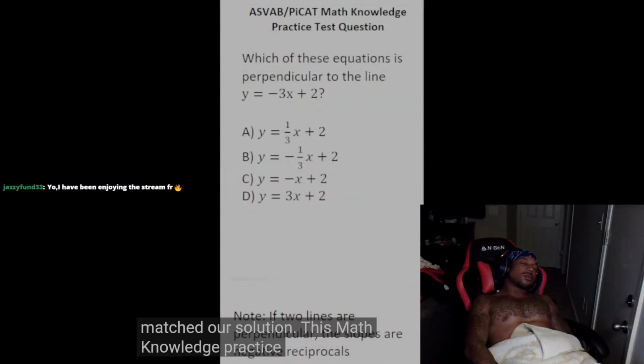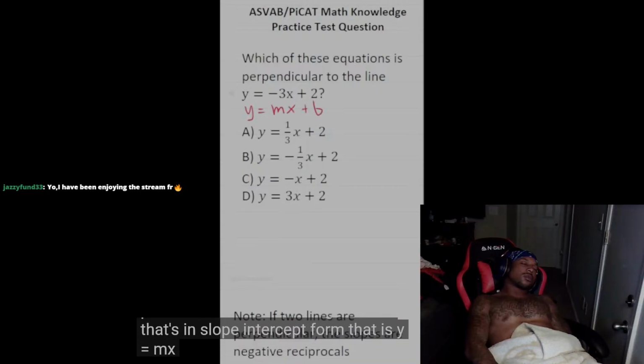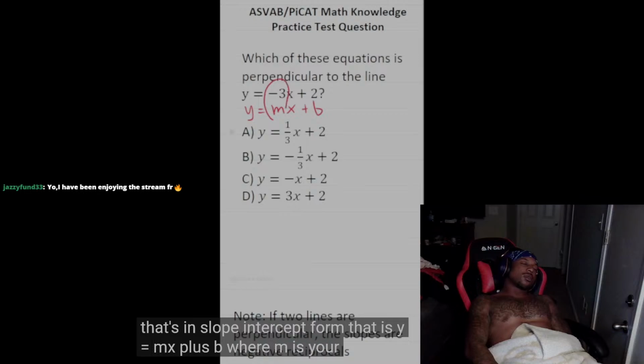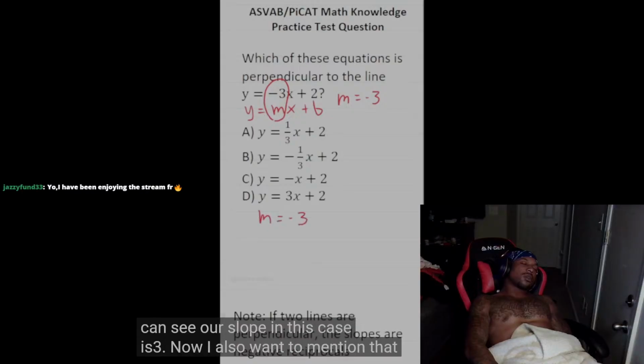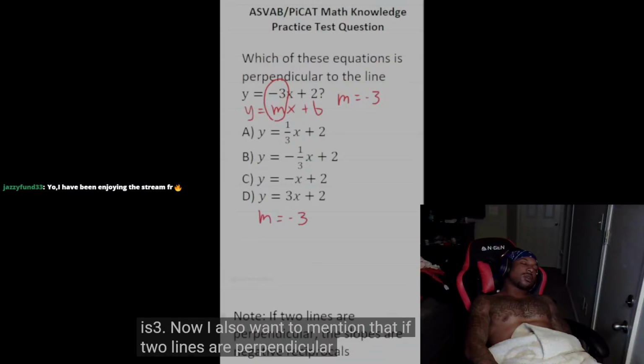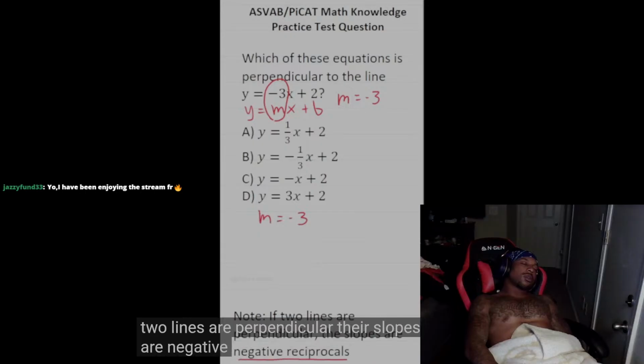This math knowledge practice test question for the ASVAB and PiCAT says which of these equations is perpendicular to the line y equals negative 3x plus 2. So first of all, I want to point out that we're looking at a line that's in slope-intercept form. That is y equals mx plus b, where m is your slope. So we can see our slope in this case is negative 3. Now I also want to mention that if two lines are perpendicular, their slopes are negative reciprocals.